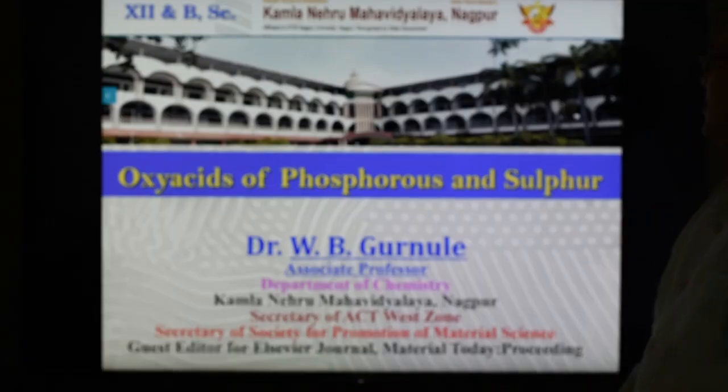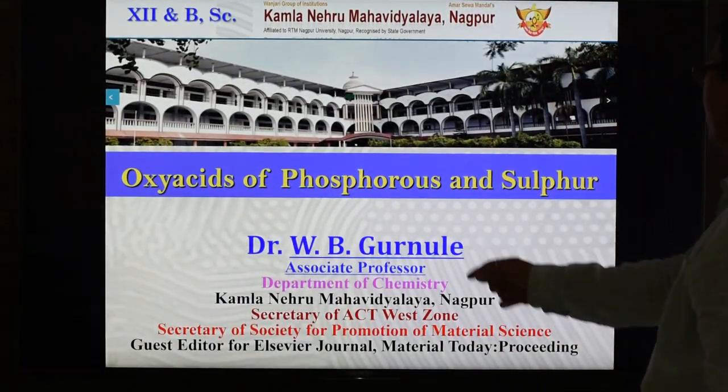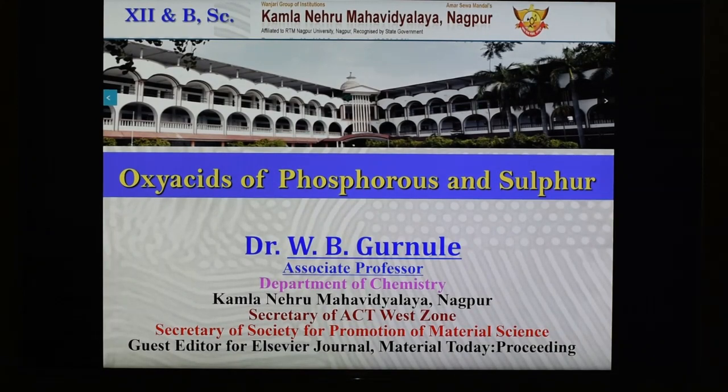Today we are going to discuss the oxyacids of phosphorus and sulphur. We are also going to see the different structures of these oxyacids, and especially the Marshall acid and the Caro's acid. So today's topic is oxyacids of phosphorus and sulphur, and here we are going to see the structures of different oxyacids of phosphorus and sulphur.